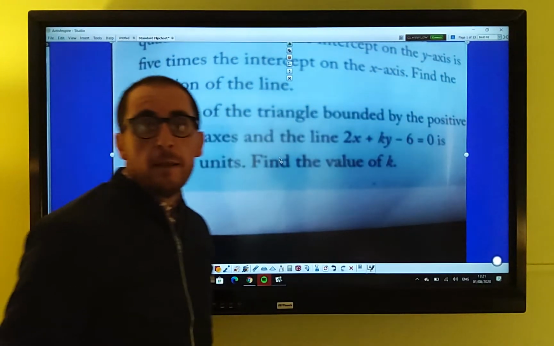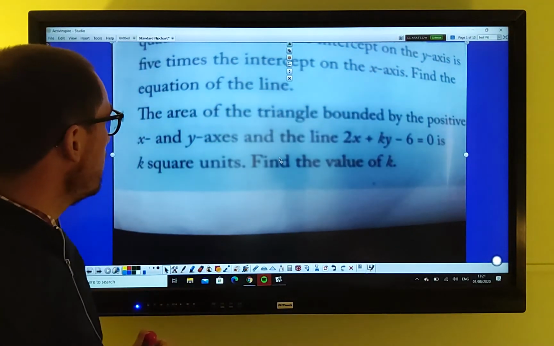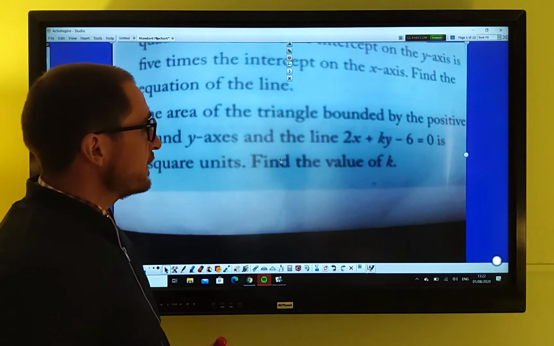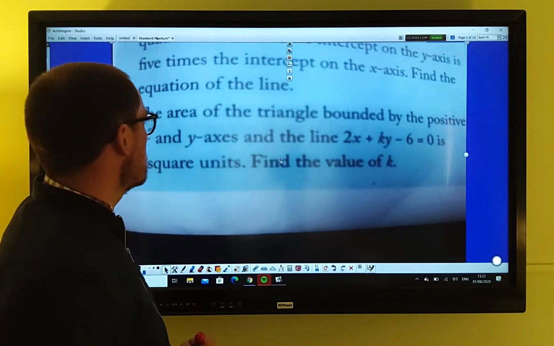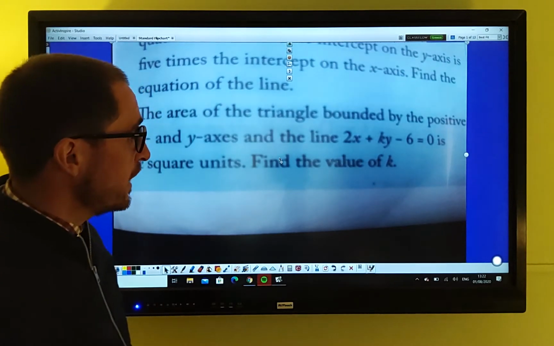And it's to do with coordinate geometry, which we had been doing in the classes. So the question is as follows. The area of the triangle bounded by the positive x and y axis and the line 2x plus ky minus 6 is equal to 0 is k square units. Find the value of k.